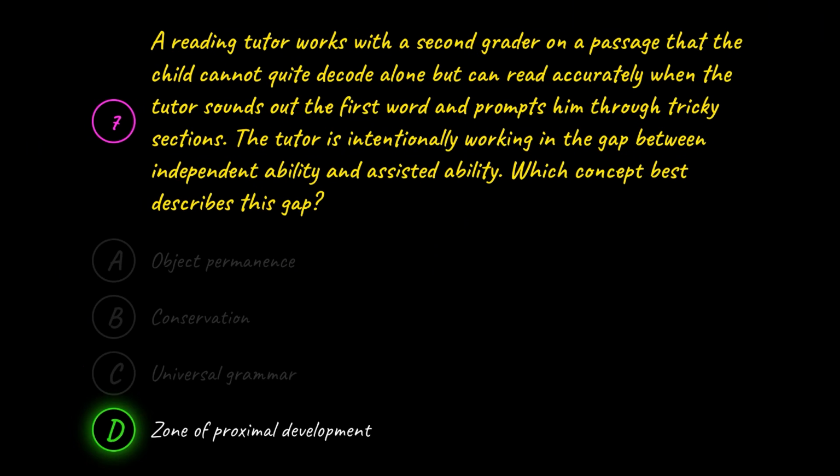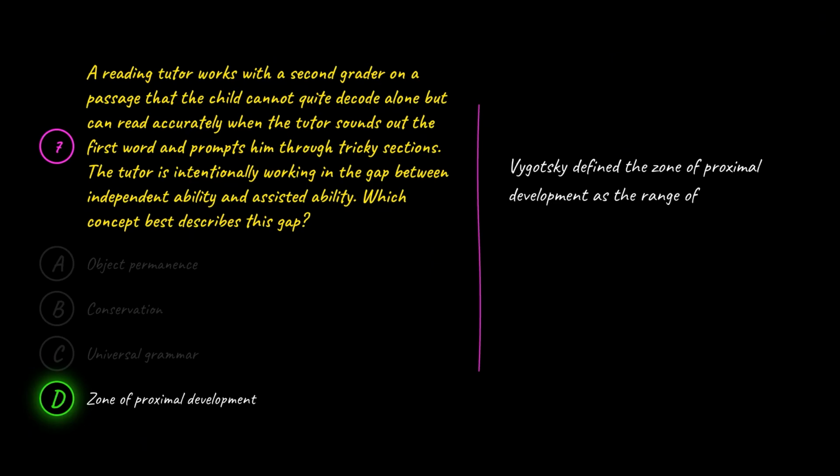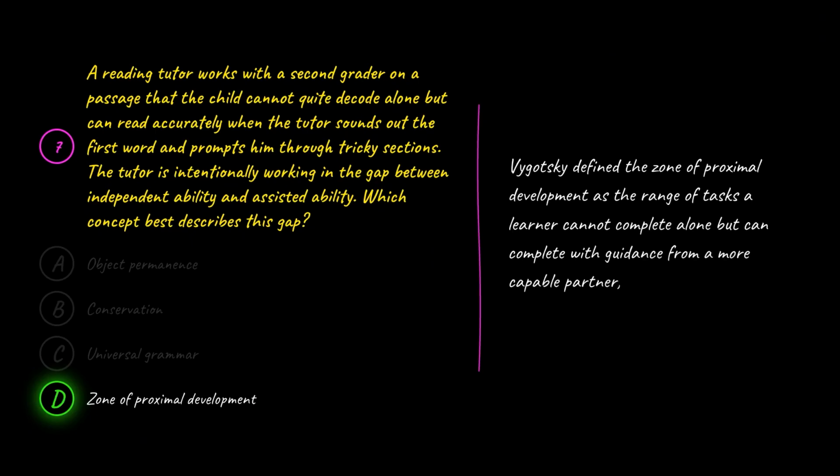The correct answer is D. Zone of proximal development. D is correct because Vygotsky defined the zone of proximal development as the range of tasks a learner cannot complete alone, but can complete with guidance from a more capable partner, which is exactly the space the tutor is operating in.